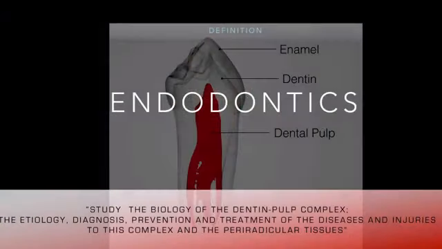century. So to talk about endodontics, I have to give you a definition. It's the study of the biology of the dentinal pulp complex. And the endodontics component is pretty much to understand the etiology, diagnosis, prevention, and treatment of the disease and the injuries that are happening inside of the tooth. So in this complex, that is the dentinal pulp complex, and how it goes into the periapical tissues.